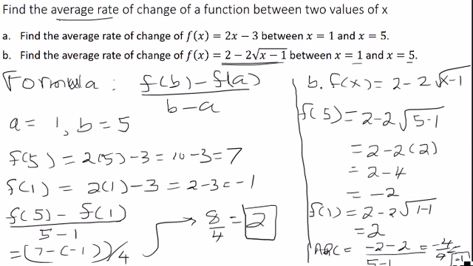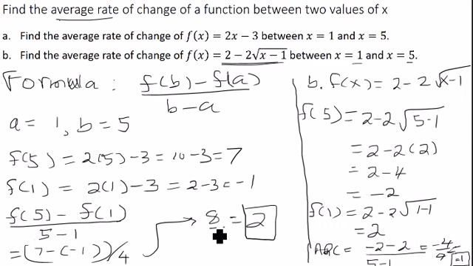So in these two examples, as you see, we're just applying the formula f of b minus f of a over b minus a. All you have to do is identify a and b as the first and the second point, and then plug these values into this function, evaluate the function, and simplify it to get the answer.